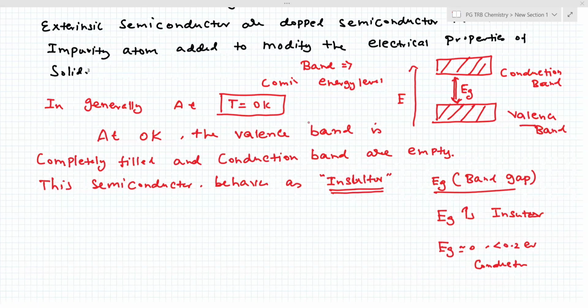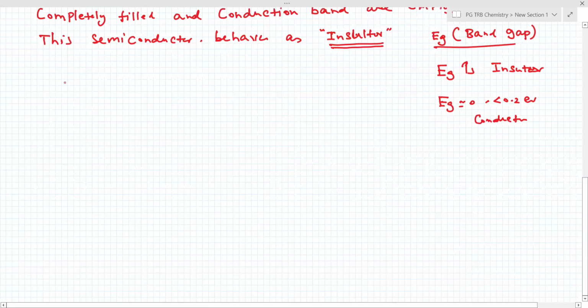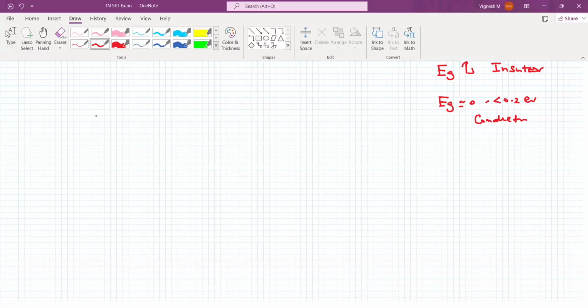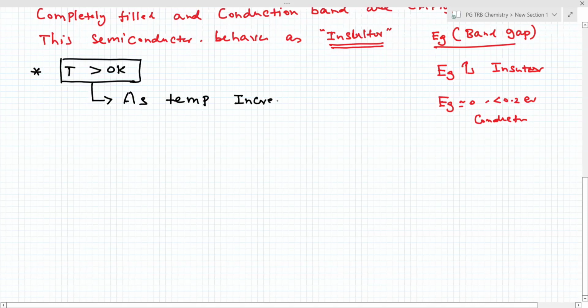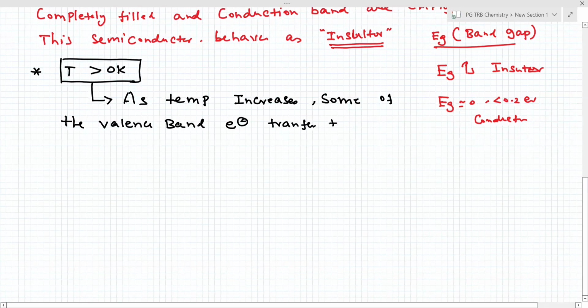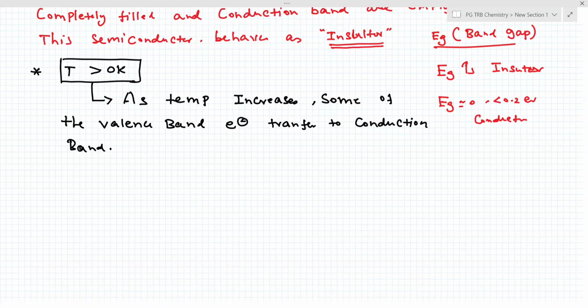Now, that was the case for temperature zero; next the case of temperature greater than zero. This is very important. Temperature greater than 0 Kelvin. Please note. As temperature increases, some of the valence band electrons transfer to the conduction band. Whenever electrons undergo transition, what is going to result? An increase in the electrical property.